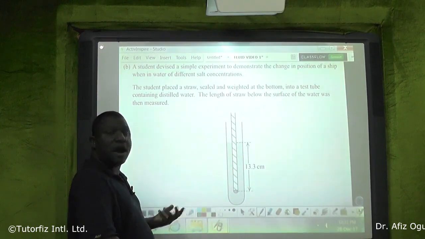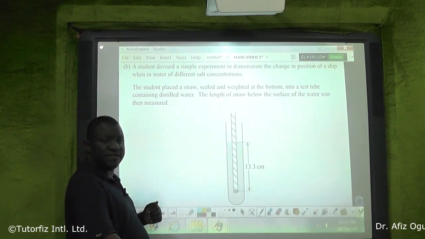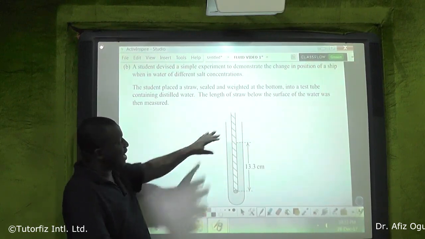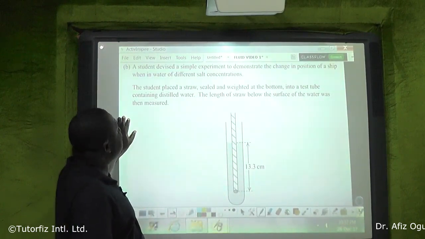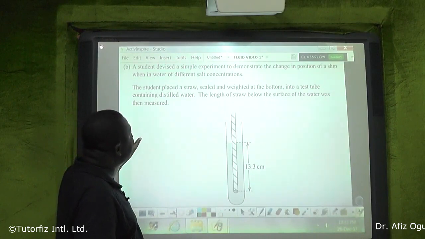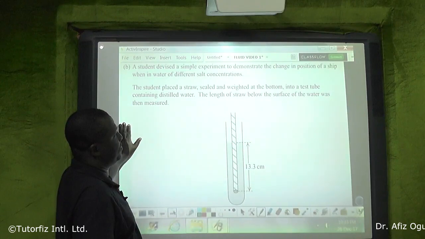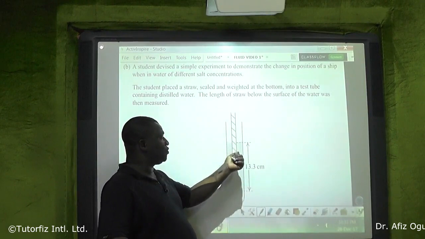The Plimsoll line, the hydrometer, and some other things are right there in the video you have watched. Now, this can act just like the ship, and this the water. A student devised a simple experiment to demonstrate the change in position of a ship when in water of different salt concentration. The student placed a straw, sealed and weighted at the bottom, into a test tube containing distilled water. The length of the straw below the surface of the water was measured. The student has a test tube here with some water.